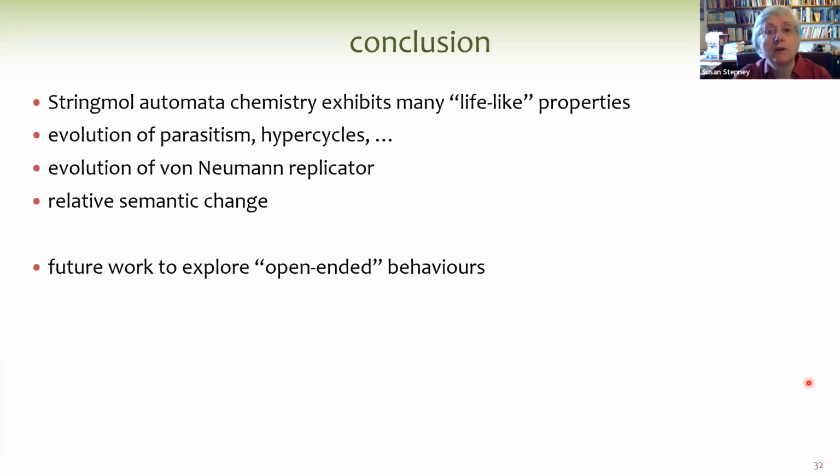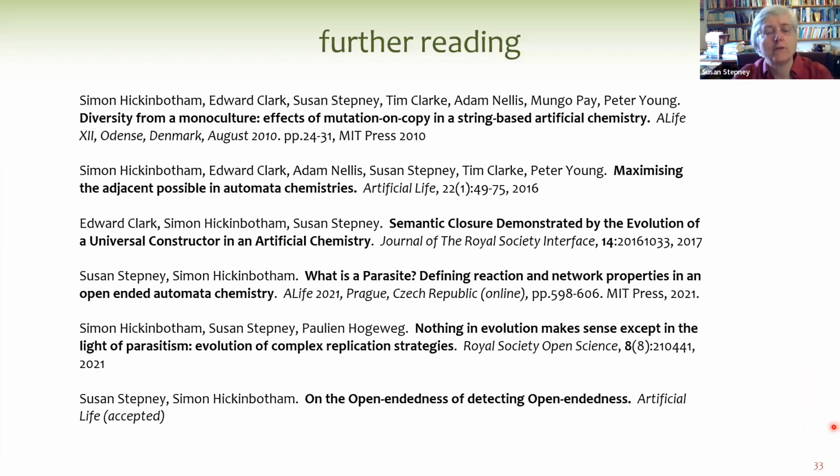So just to conclude, the Stringmol automata chemistry exhibits many what we might call lifelike properties, evolution of interesting behaviors such as parasitism and hypercycles, evolution of the von Neumann replicator with interesting changes in expression, and even relative semantic change of what's being encoded in the genome. And in future, we're going to continue working on this to look at more of these kind of open-ended behaviors. And for those of you interested, I've got the references here for the papers that I've been talking about today. So thank you very much.